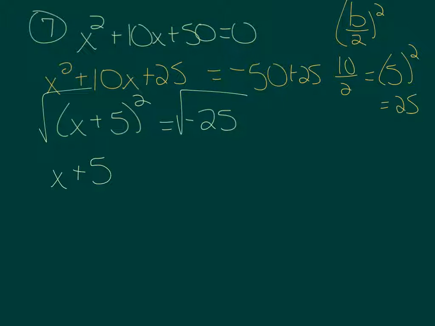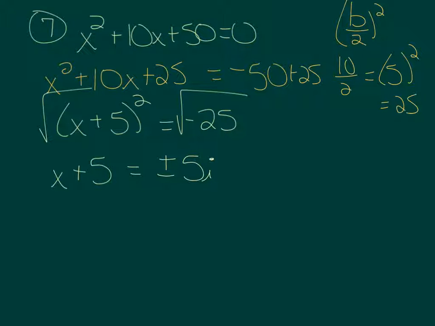This is a perfect square, but it's negative, right? So it's going to have i involved. Don't forget, when you take the square root of both sides, you have to do the plus or minus. So plus or minus 5i. This is really two problems here.